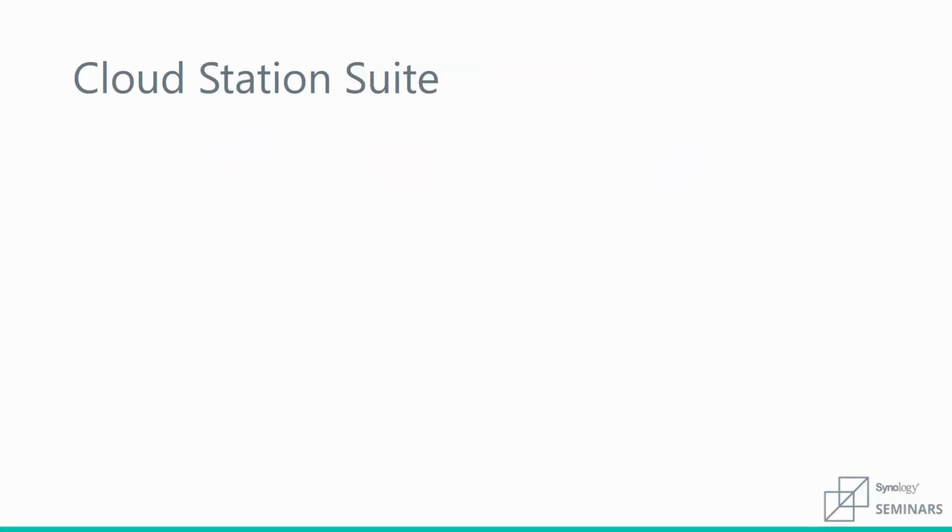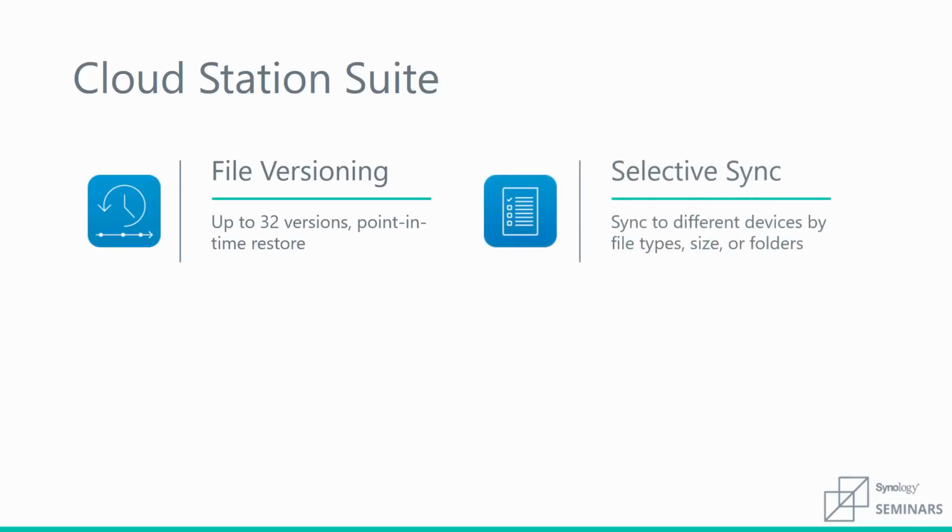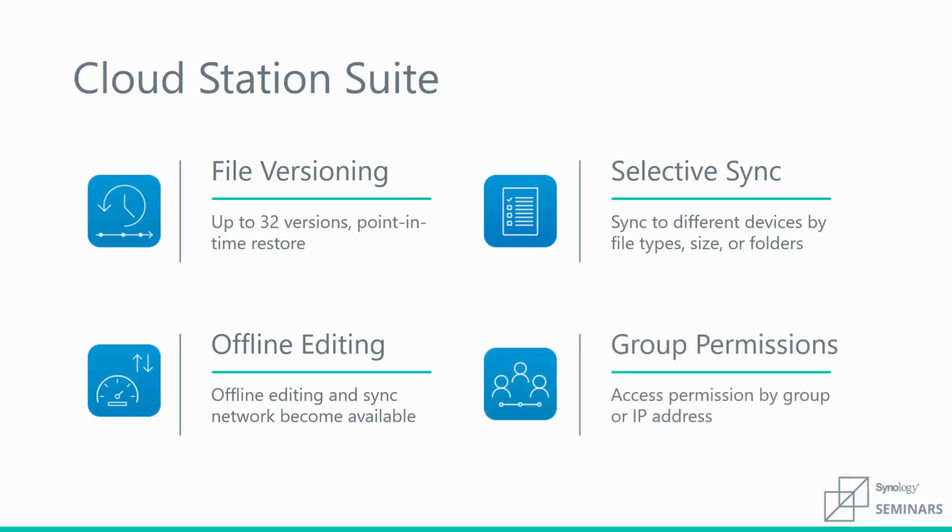As we come out of the demo, I want to highlight some of the features that CloudStation offers. We have full file versioning with up to 32 versions that allows for point-in-time restoration. You can selectively sync only the files that you want based on file type, size, or folders. If you do not have internet access while you're editing the synced files, the files will sync once the network becomes available. And you are also able to edit permissions on a group or IP address level, thus making it easier to manage as the IT admin.